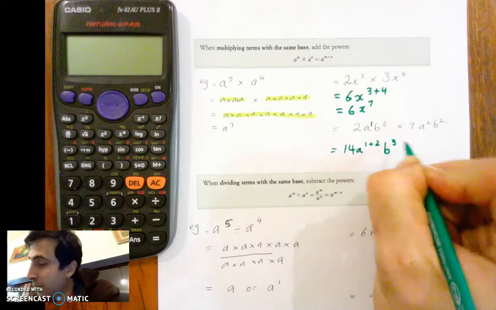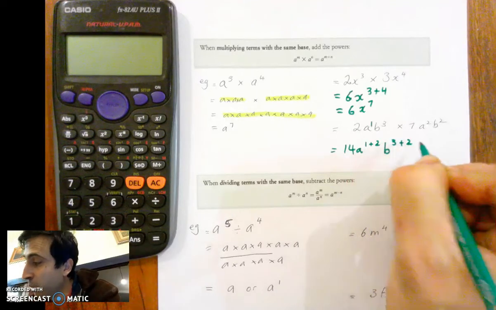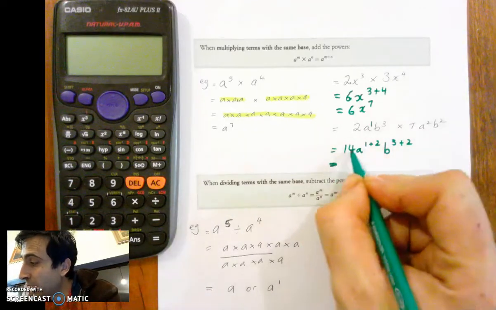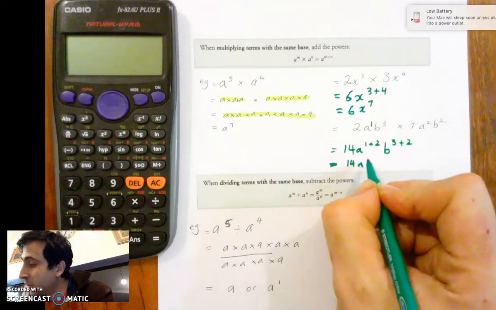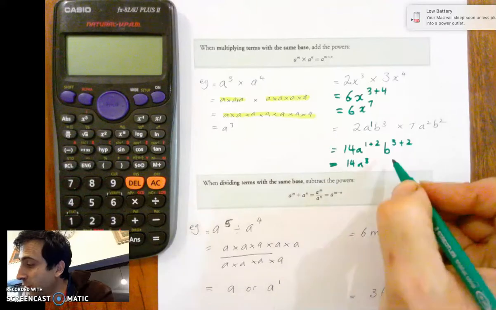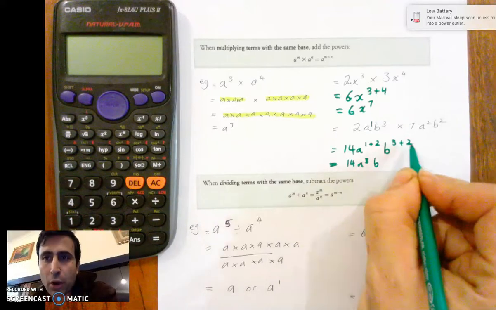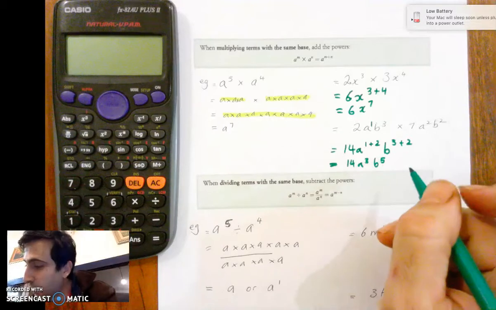So what we have is 14 a to the 1 plus 2, which is a cubed. And we have b to the 3 plus 2, which is to the power of 5. So all of these are going to be pretty much the same.